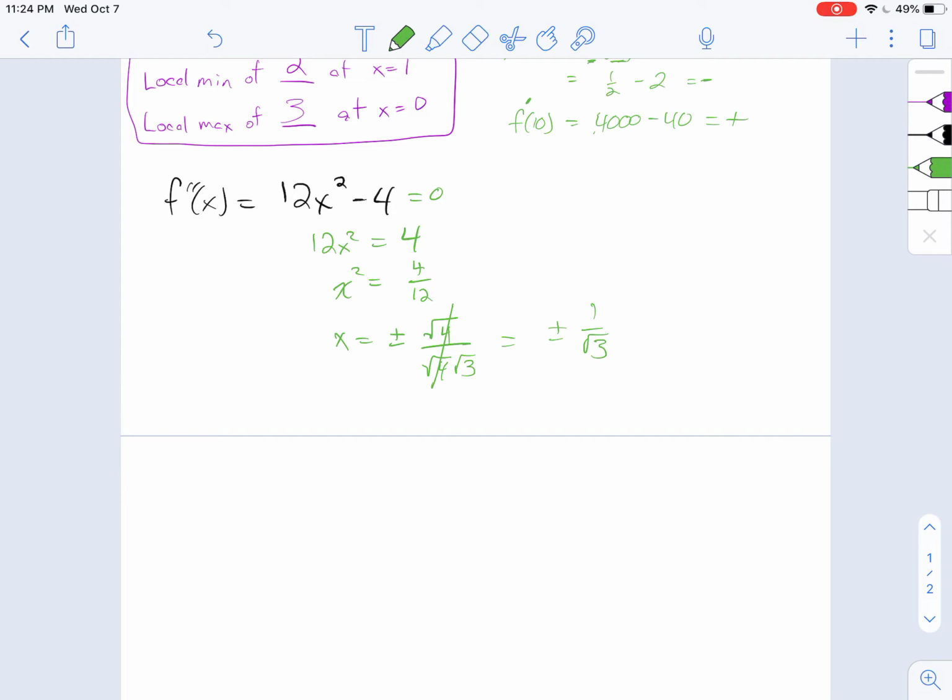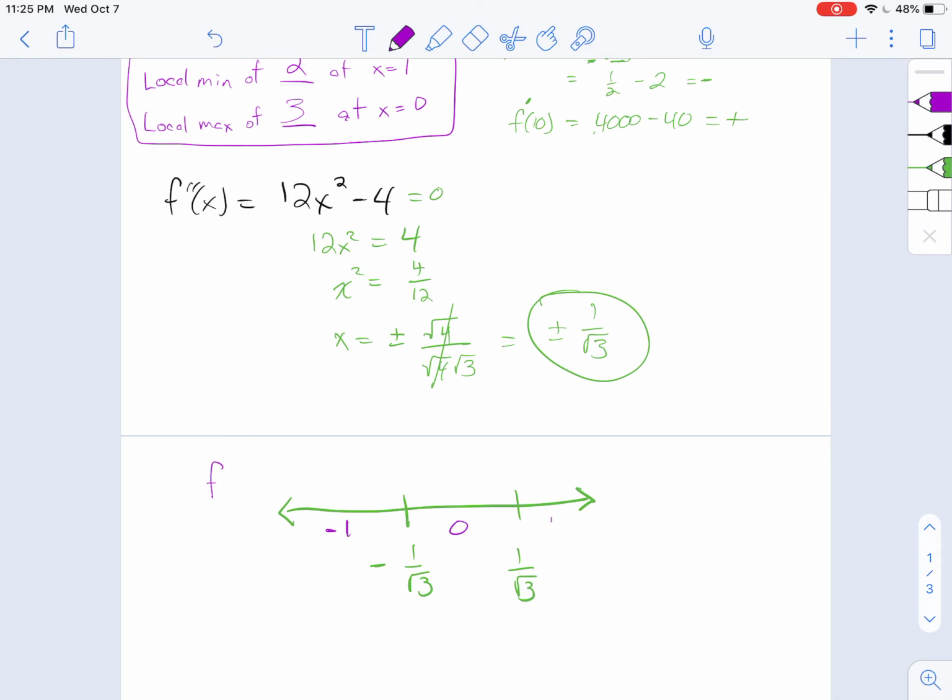All right, I'm about out of space, so I'll go to the next page. For concavity, I'm going to put on here my two critical numbers, minus 1 over root 3 and positive 1 over root 3. Now I've got to pick numbers in each one of these. So this is 0 here. Square root of 3 is 1 point something, bigger than 1, so this number is less than 1. So I can pick a 1 here for this test value and a -1 here.